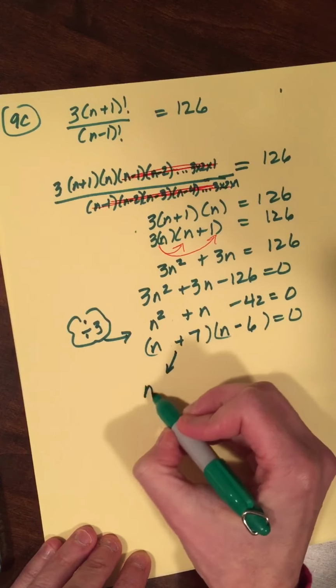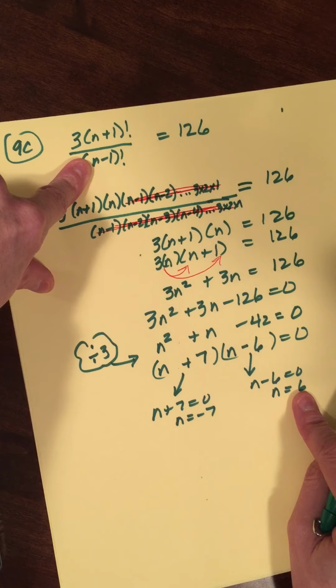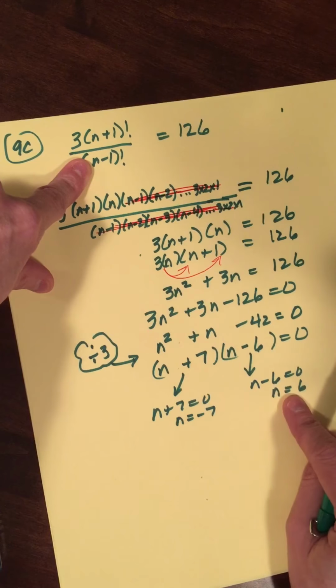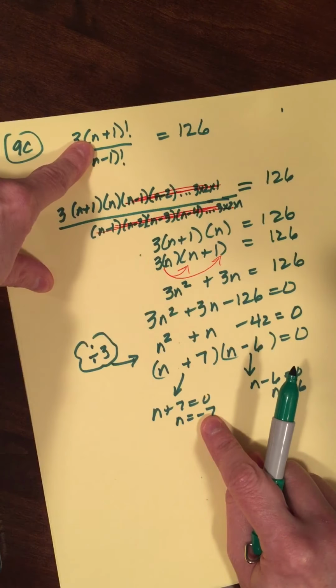So if I put 6 in for n up at the top, I'll get 7 factorial. I can solve that, 6 plus 1. If I put 6 in the bottom, I'll get 5 factorial, 6 minus 1. So that seems okay. Now what about this? Negative 7 plus 1. That gives me negative 6. Not allowed to have a negative factorial. Inadmissible. The answer for a factorial question is n equal to 6. Beautifully done.